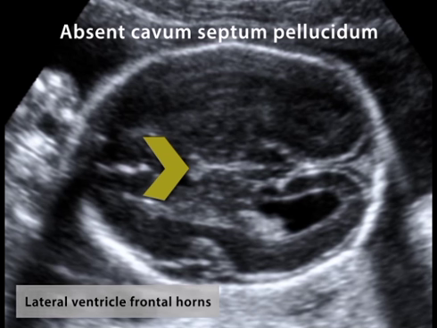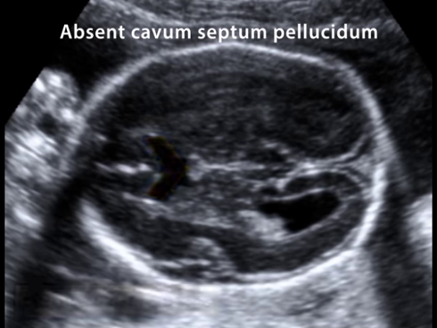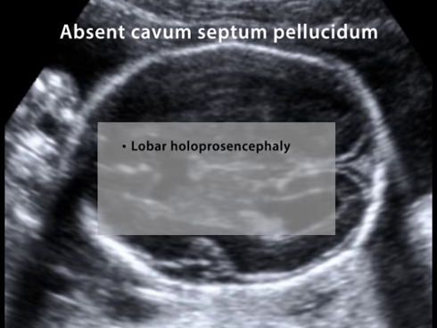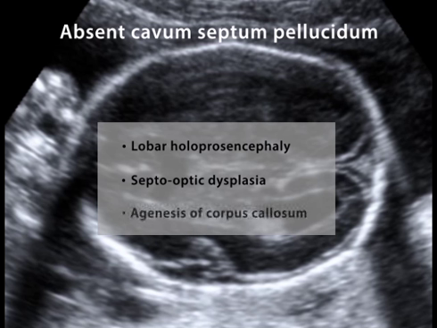Absence of the cavum septum may indicate midline brain abnormalities. These include lobar holoprosencephaly, septo-optic dysplasia, and agenesis of the corpus callosum. Thus, if this finding is noted, additional imaging and counseling are warranted, and amniocentesis is considered.